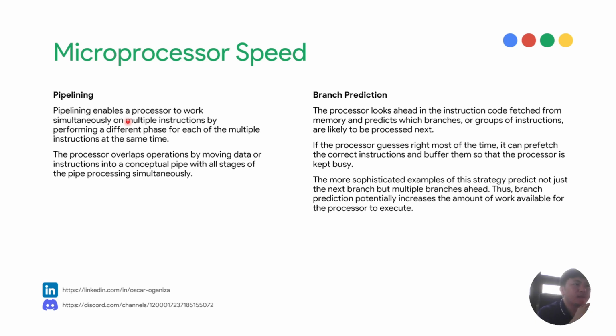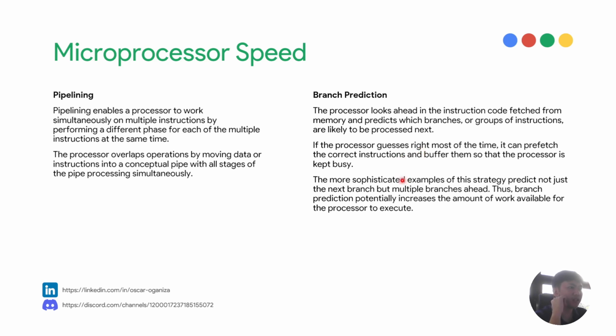The next one is the branch prediction. Ano naman ba yung tinatawag na branch prediction? Basically, the processor looks ahead in the instruction code fetched from the memory and predicts which branches or groups of instructions are likely to be processed next. If the processor gets it right, but again, most of the time, na tama yung kanyang guess, it can prefetch the correct instructions and buffer them so that the processor is kept busy.